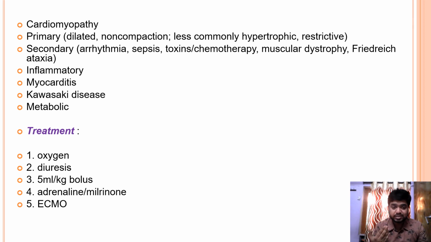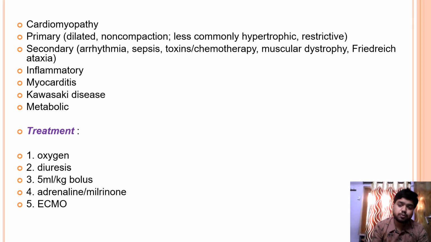And inotropic support, adrenaline versus milrinone. Where do you go for adrenaline? Definitely when there is a weak myocardium which needs some inotropic support. And where do you go for milrinone? Definitely when your afterload is very high and your heart is unable to pump against that afterload, you need to bring down that afterload. In order to bring down that afterload, you need a systemic vasodilator. That is the case where you use milrinone.